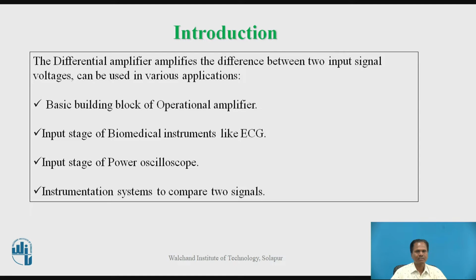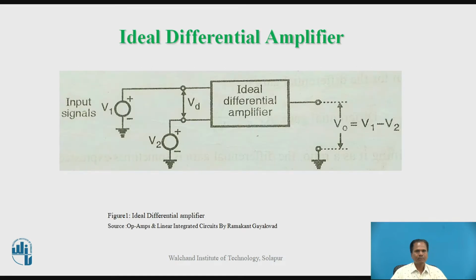two voltage signals. Now this figure shows a block diagram for ideal differential amplifier. It has two input terminals and single output terminal. So to the two input terminals, the two input voltage signals V1 and V2 are applied with respect to ground. And from single output terminal, the output voltage VO is taken, so that is directly proportional to the difference between two input voltage signals V1 minus V2.